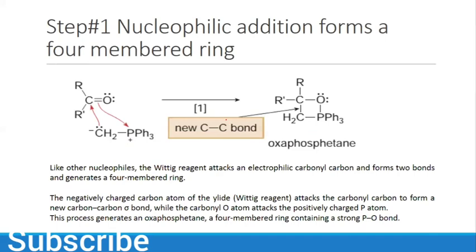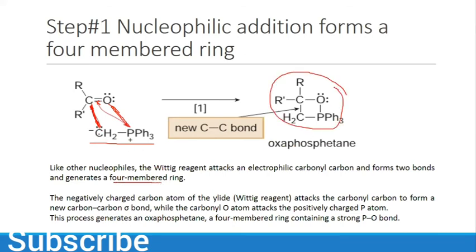Now, what is the first mechanism? Like other nucleophiles, the Wittig reagent attacks an electrophilic carbon atom, forms two bonds and generates a four-membered ring. So what will happen? This is our Wittig reagent. This negatively charged carbon will attack this carbon and make a single bond, and this bond will break, and this oxygen will make a bond with phosphorus. So we have a four-member ring.